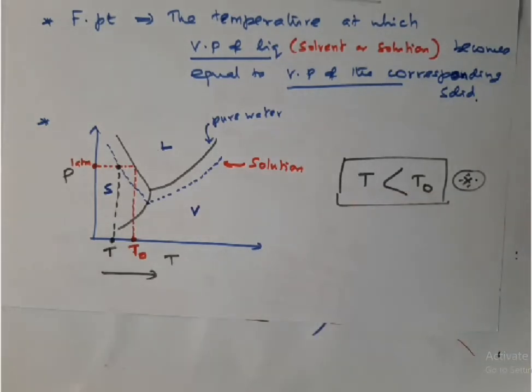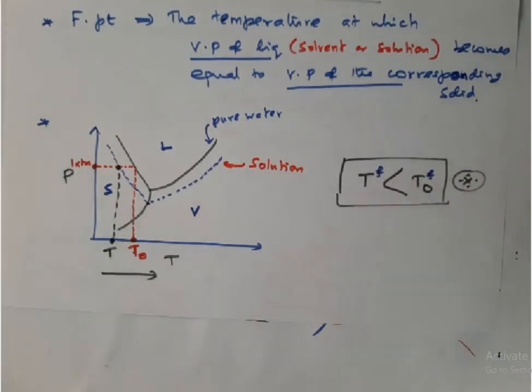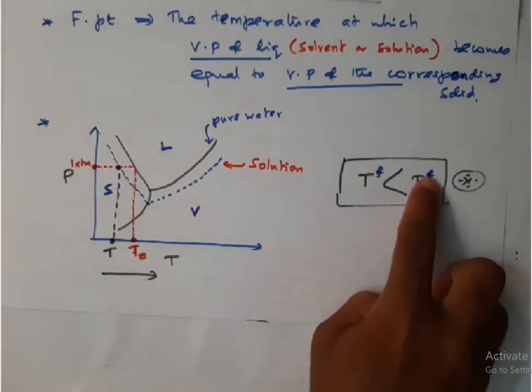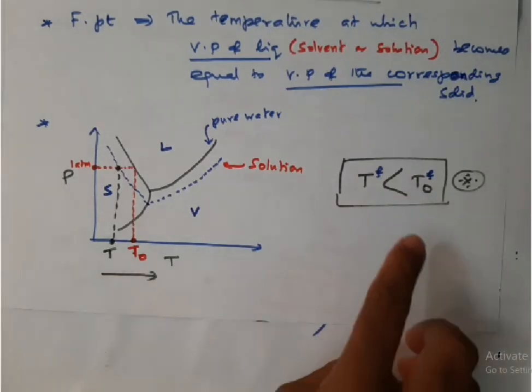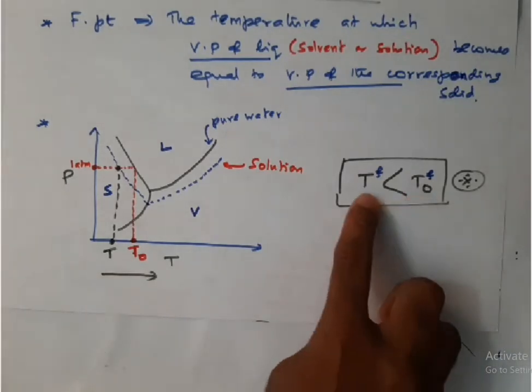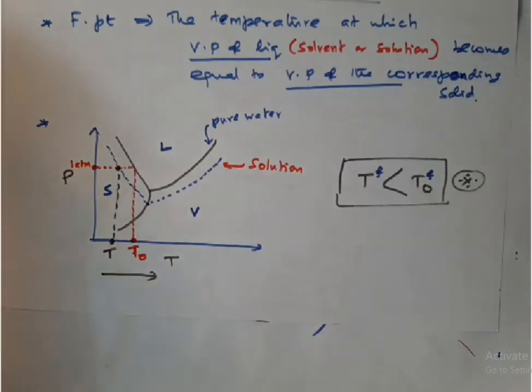So if you get any confusion, you can also use a notation like this. You can put F here. What is TF? This is T0F, this is TF. What is T0F? The freezing point of pure solvent, and this is the freezing point of solution. Or if you can understand just T and T0, that's well and good. Okay, it's up to you.